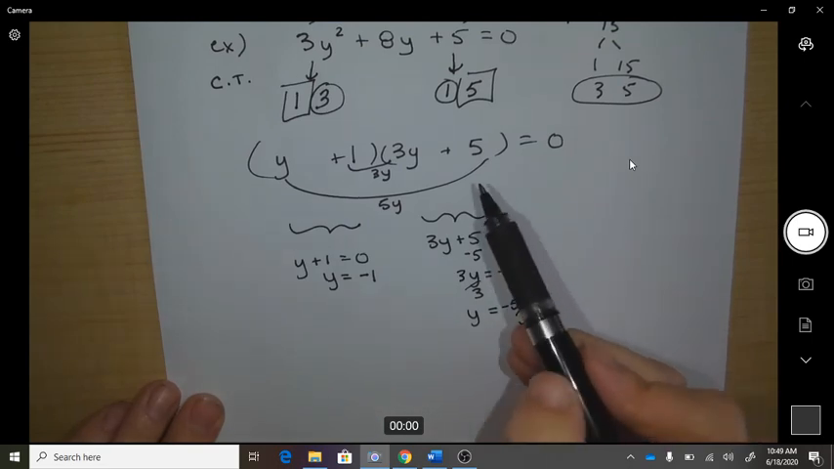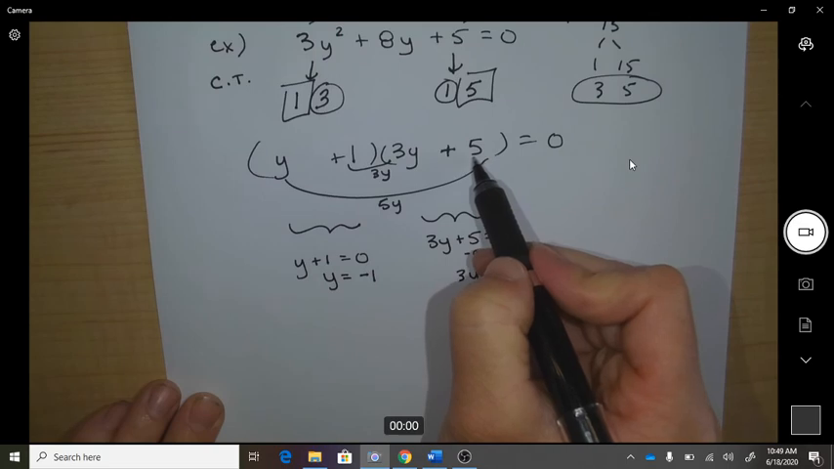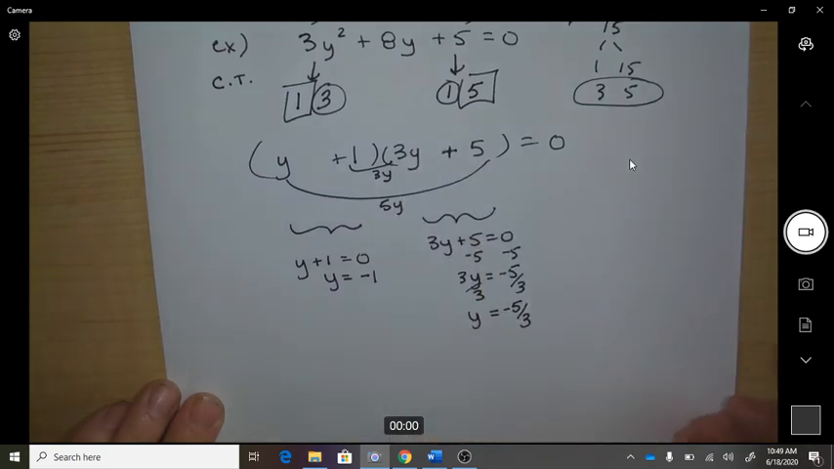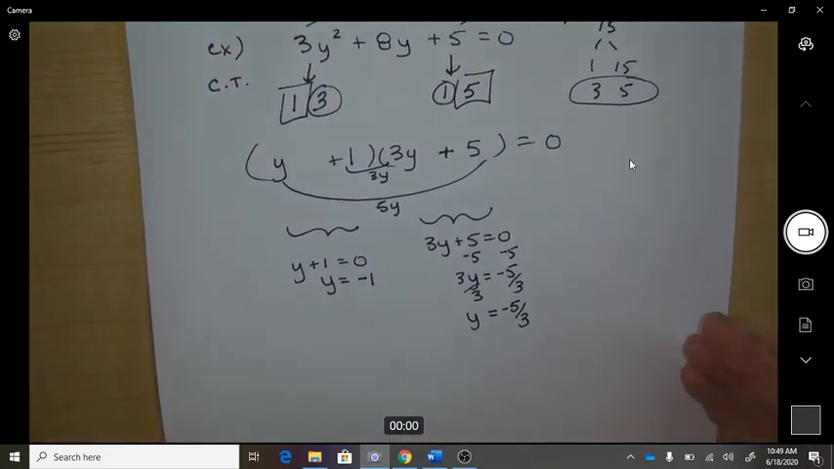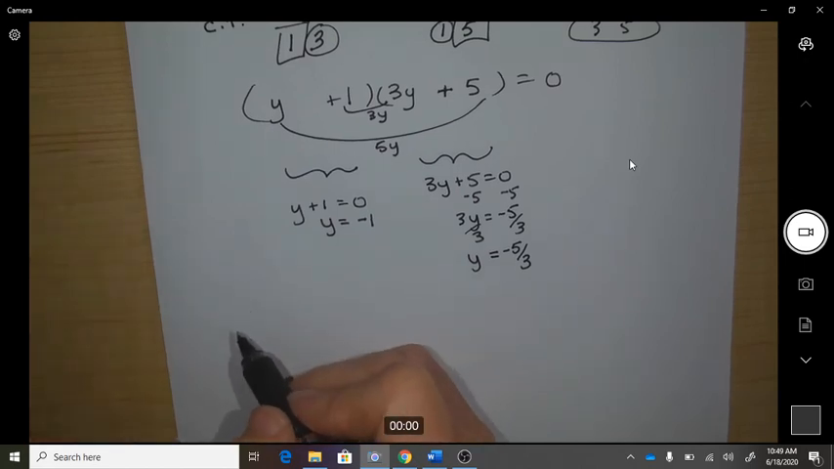Okay, I'm going to show you a little bit of a shortcut. It's always just the opposite of whatever you have divided by that. Okay? Okay, next one.